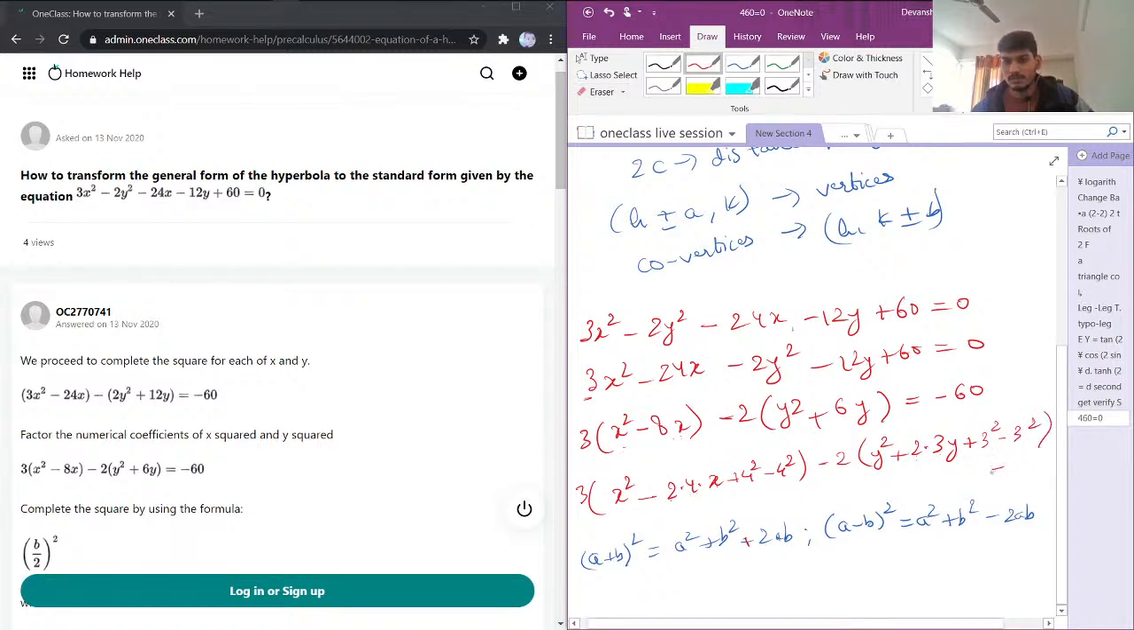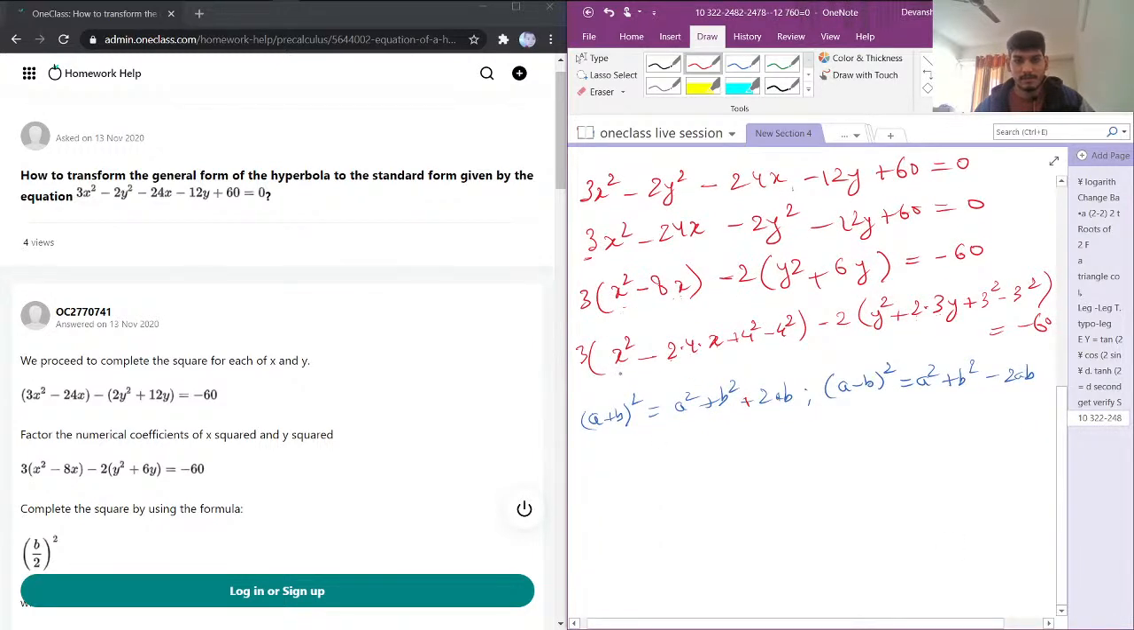3 times y square equals negative 60. Then I will write it in the form of a square. I will just combine these terms. So I will get 3 times (x minus 4) whole square minus 2 times (y plus 3) whole square equals negative 60.